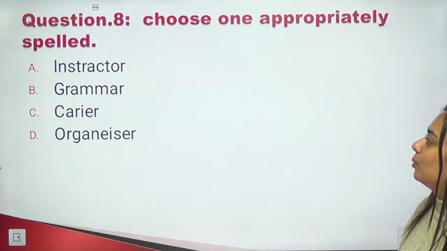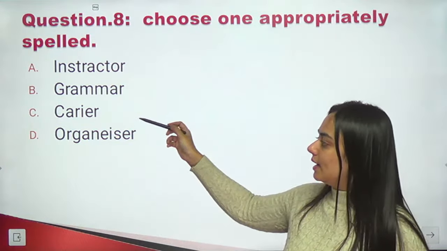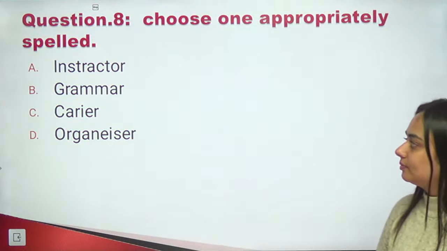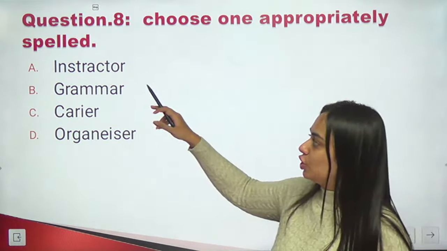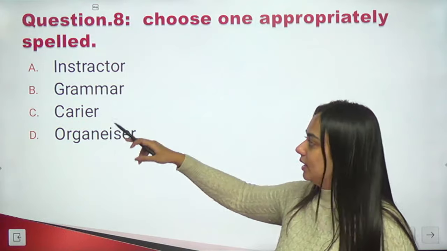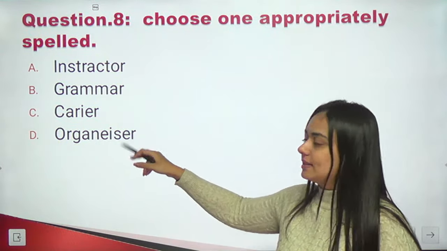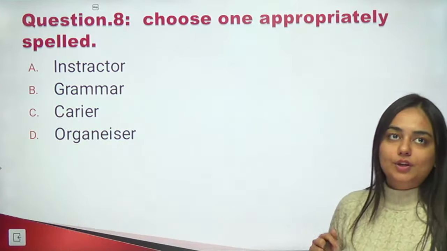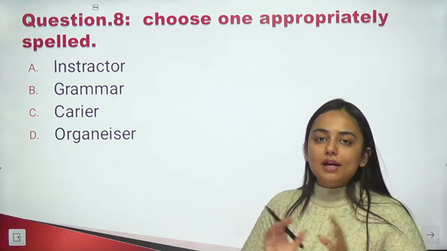Choose one appropriately spelled. Instructor, grammar, carrier, or organizer. It should be instructor, U, right? Carrier has double R. Organizer has Z, IER. So the only word we are left with is grammar. So grammar is correctly spelled here.